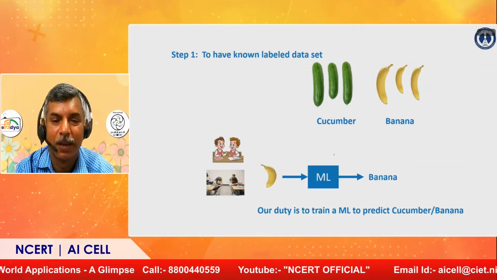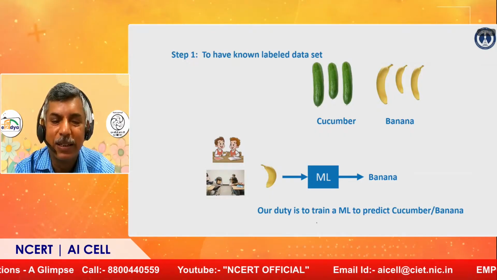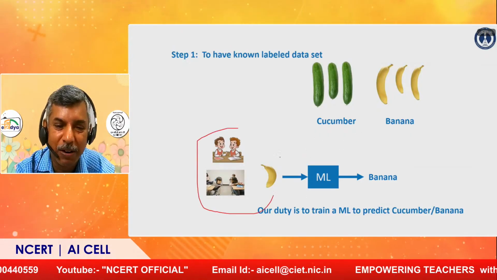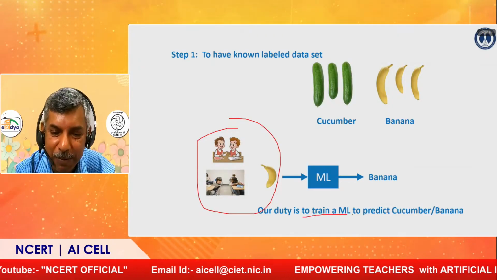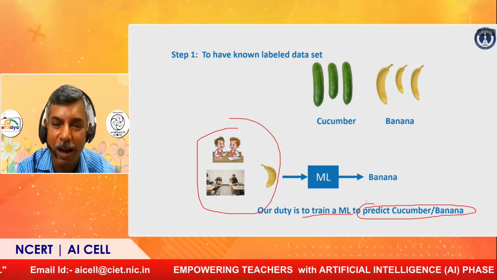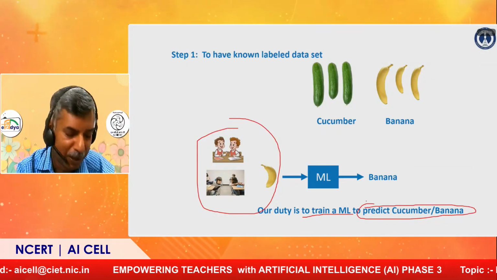Very important part. Okay, once we have this, assume that we have the labeled data on hand. Then our duty is to train the machine learning to predict whether it is cucumber or banana, whether they are laughing or not laughing, something like that.